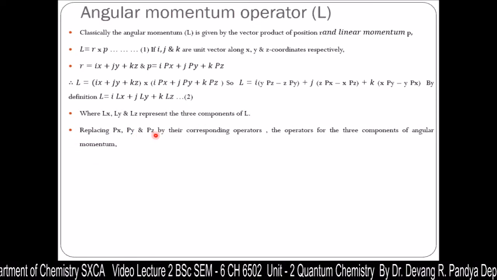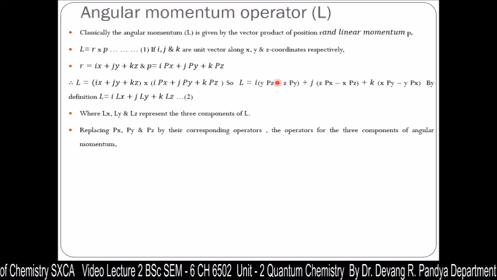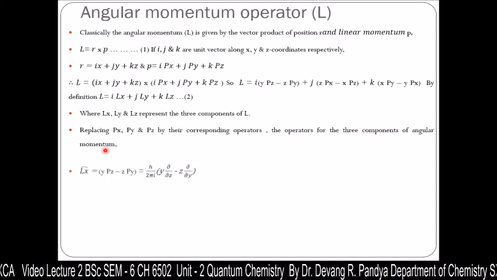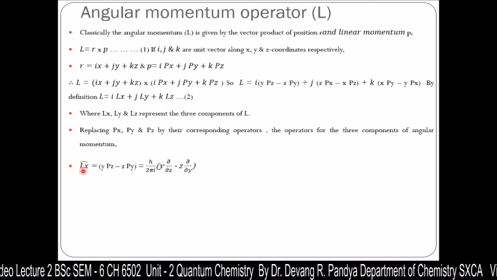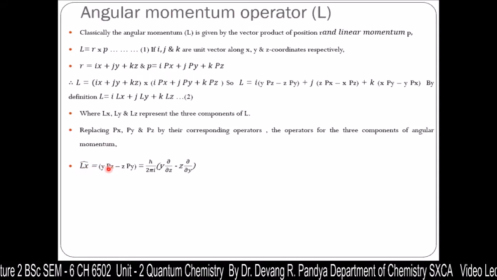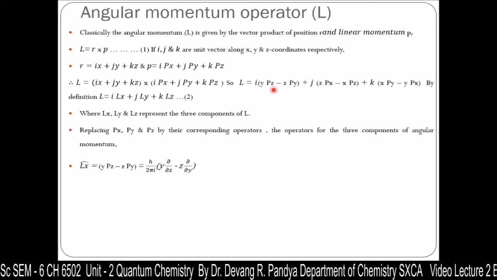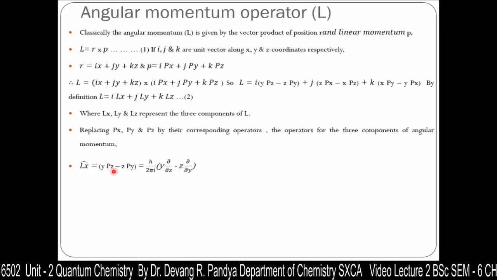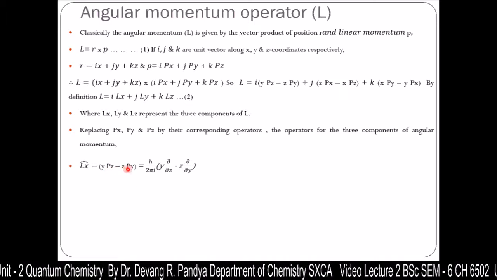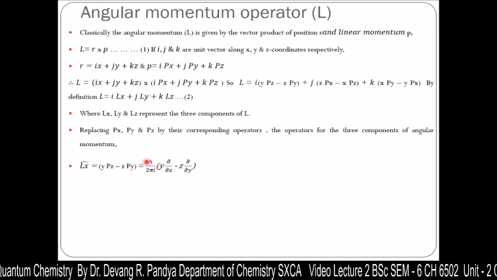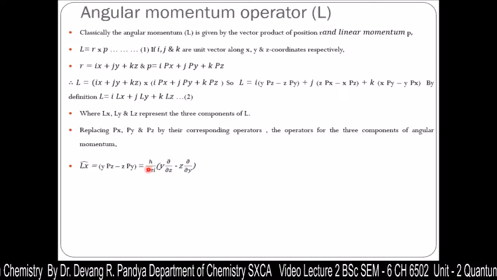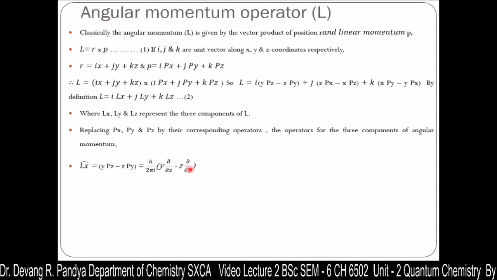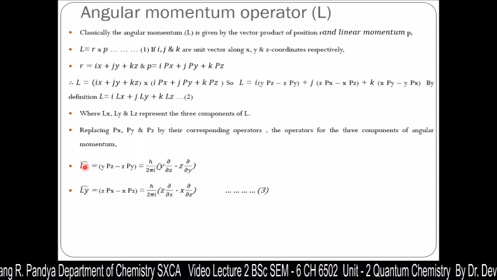Replacing px, py, pz by their corresponding operators, the operators for the three components of angular momentum can be obtained. This is the operator of angular momentum on the x component, and we have the value for the x component, that is ypz minus zpy. Now pz and py are the momentum operators, and if we substitute that value and keep h upon 2 pi i constant, it can be represented as y d by dz minus z d by dy. So that is the value of angular momentum on x.